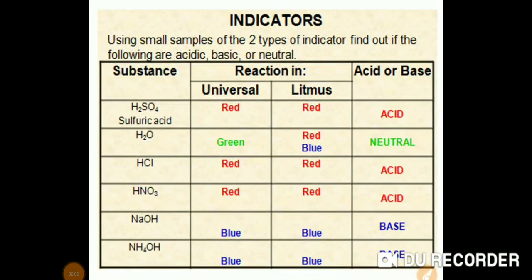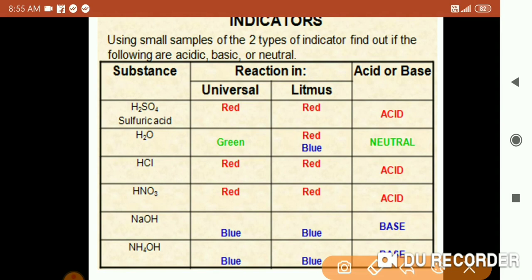Welcome back, students. In the last period, we have seen the different indicators like universal indicator and litmus indicator. Now, this was a chart which we have seen in the last period. Let us see what was given in the chart.